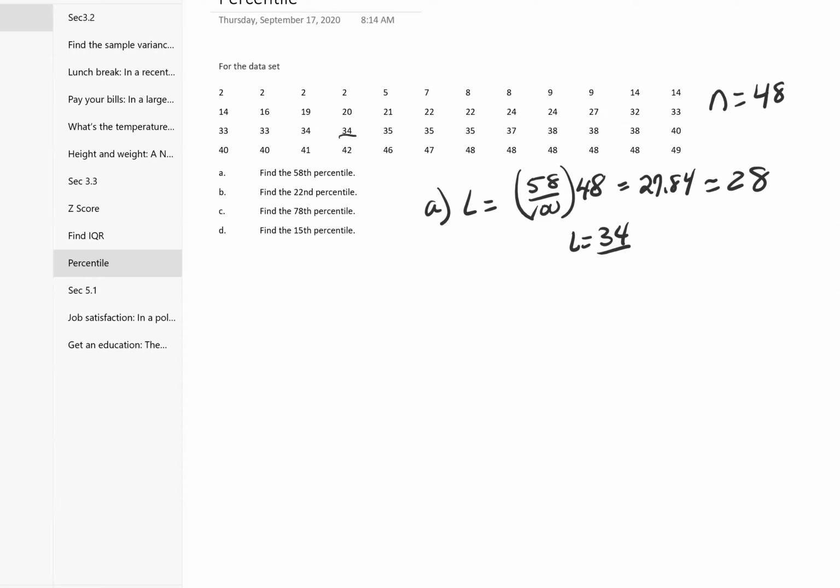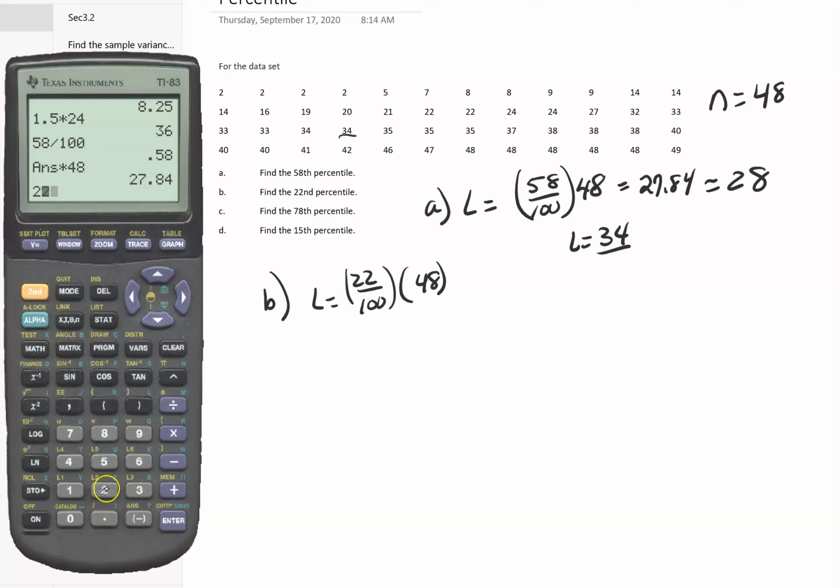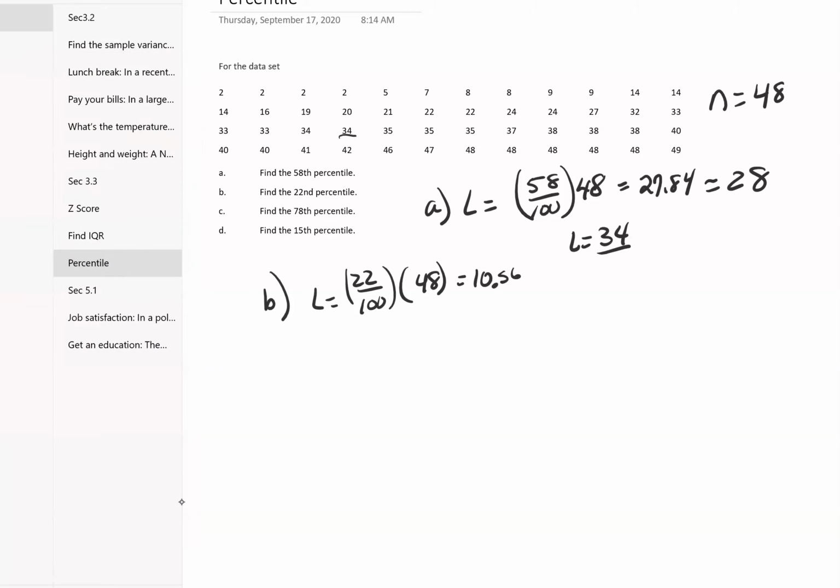Find the 22nd percentile. So the 22nd percentile, same way, 22 divided by 100 times 48. So 22 divided by 100, 0.22 times 48 is 10.56. I'm going to round that up to 11. So let's see, the 11th number is 14. So the number is 14.